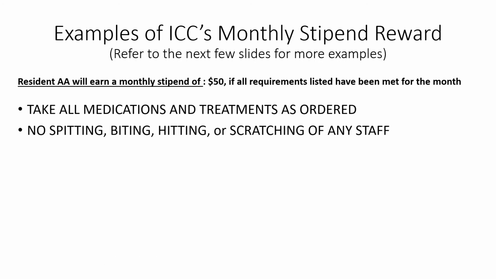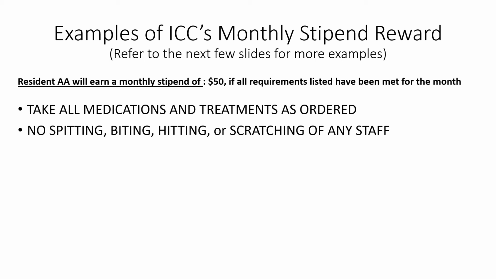So we also did, in COVID times, a monthly stipend reward, and this was something just to give them a little bit more to look forward to. But with the monthly stipend, we wanted a little more perfection out of the residents. So as you can see, resident AA will earn a monthly stipend of $50 if all requirements listed have been met for the month.